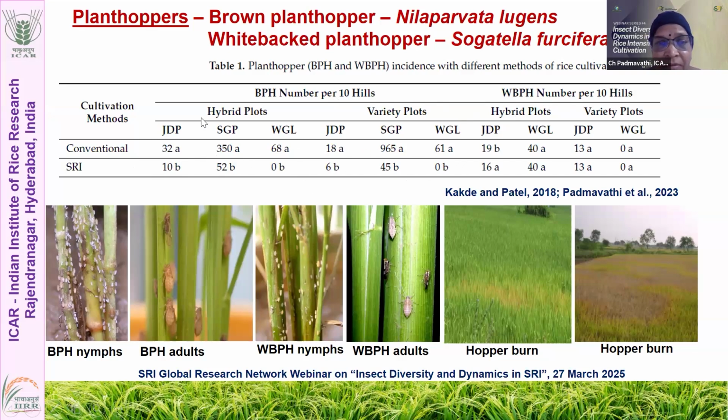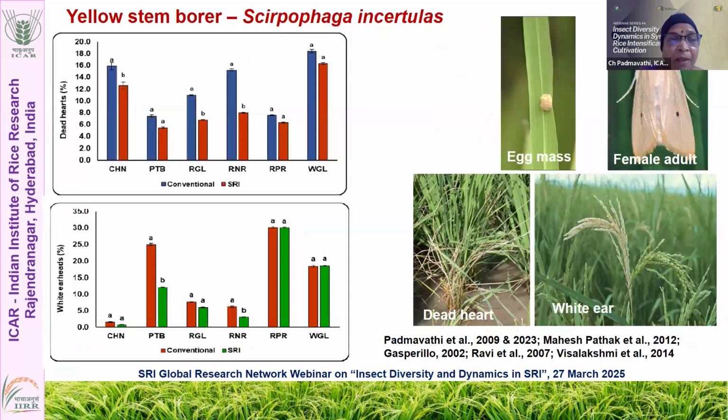See, they're very low, not only in hybrid plots and variety plots; both these WBPH and BPH are very low in SRA plots as compared to the conventional plots. And you know why it is? Because in the normal method, we have stagnation of water, resulting in high humidity, whereas that is not present in the SRA method.